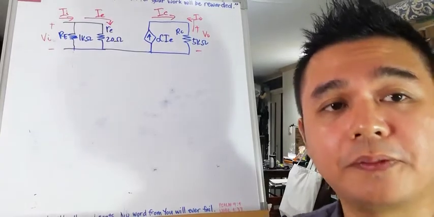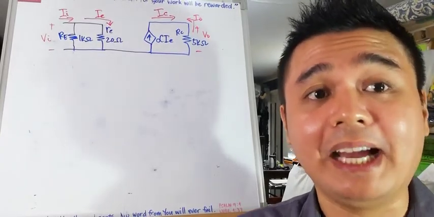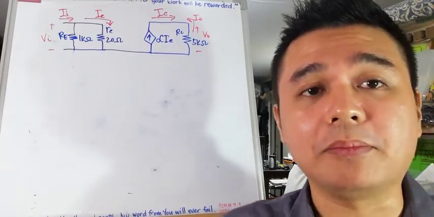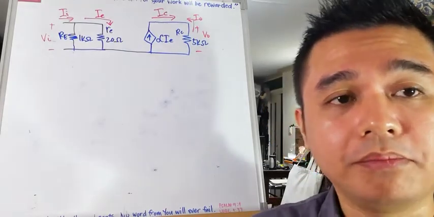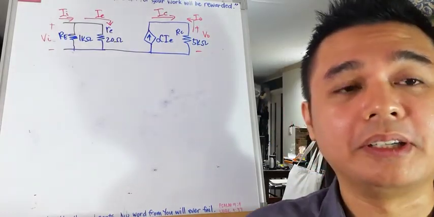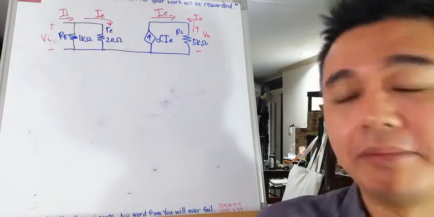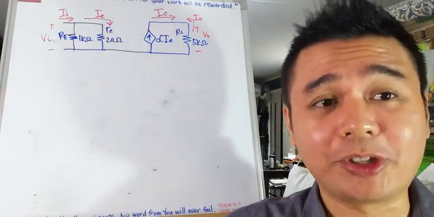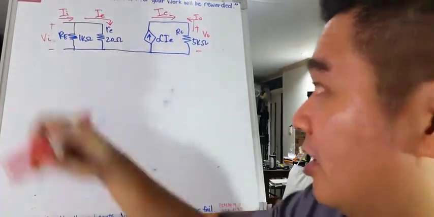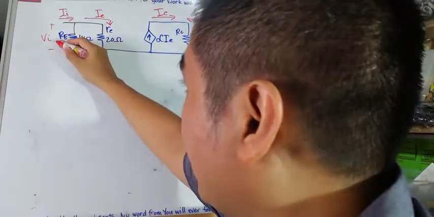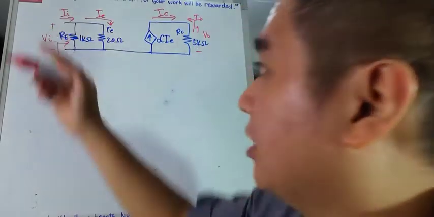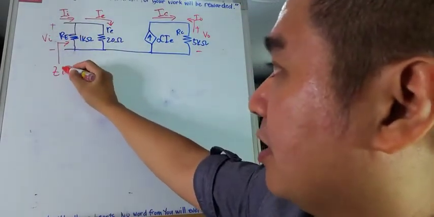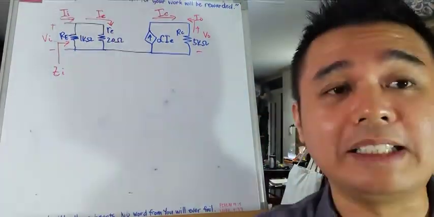Next, let us calculate for the input impedance Z sub I. Ang Z sub I or the input impedance is measured before the capacitor papasok sa ating circuit. Di ba't yung capacitor natin under AC condition naman ay shorted, so wala tayong problema dyan. So we will write down an arrow here, no? That will represent our Z sub I or the input impedance.